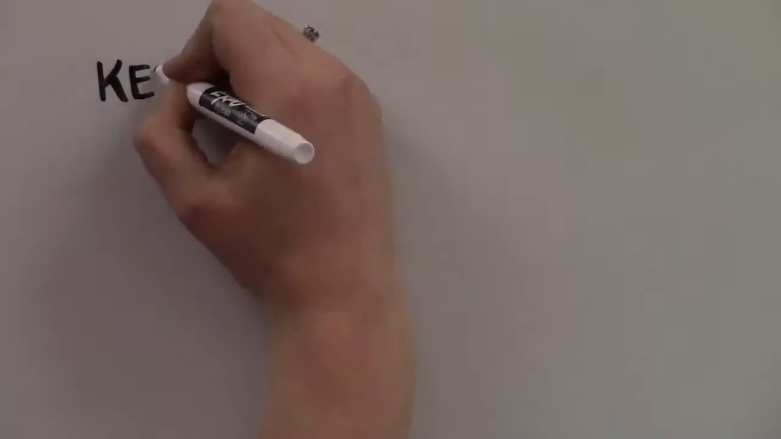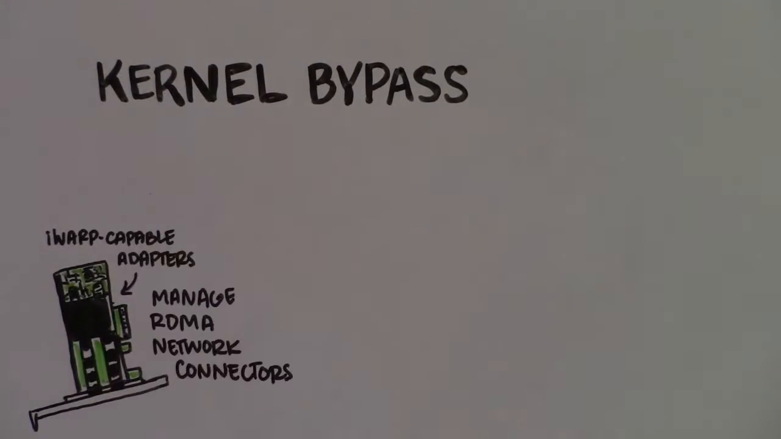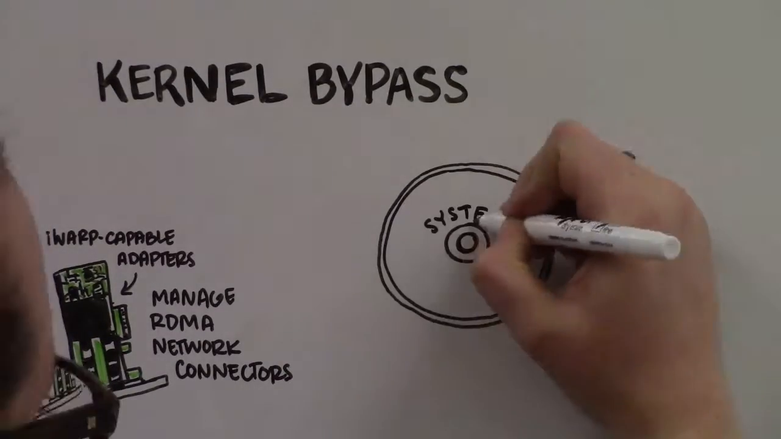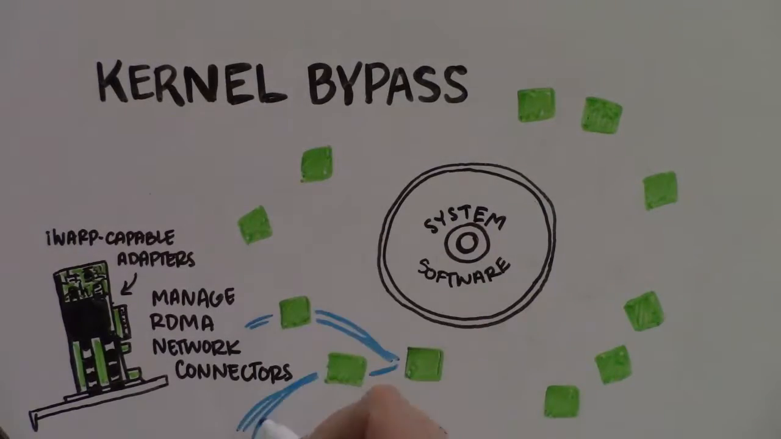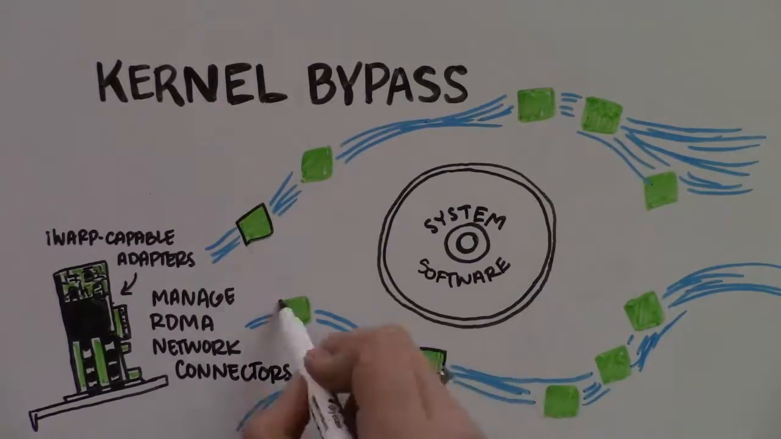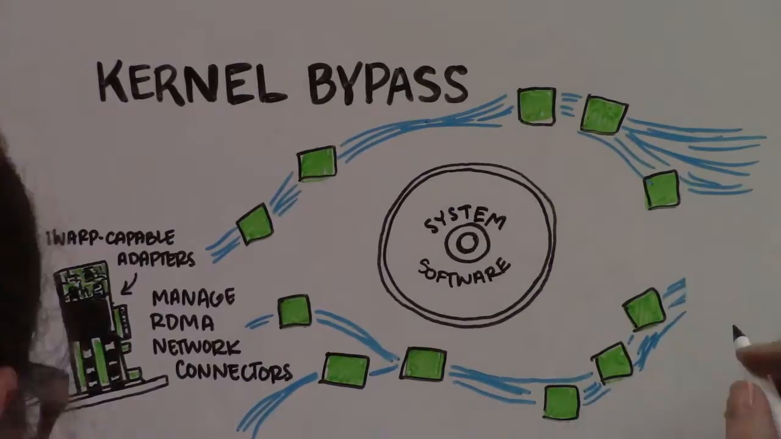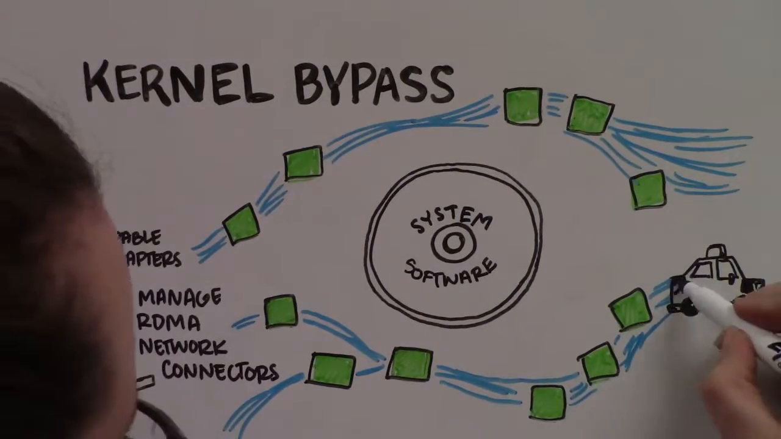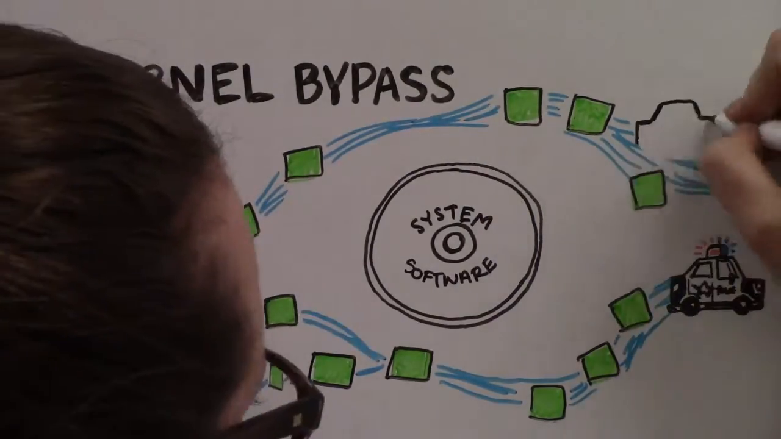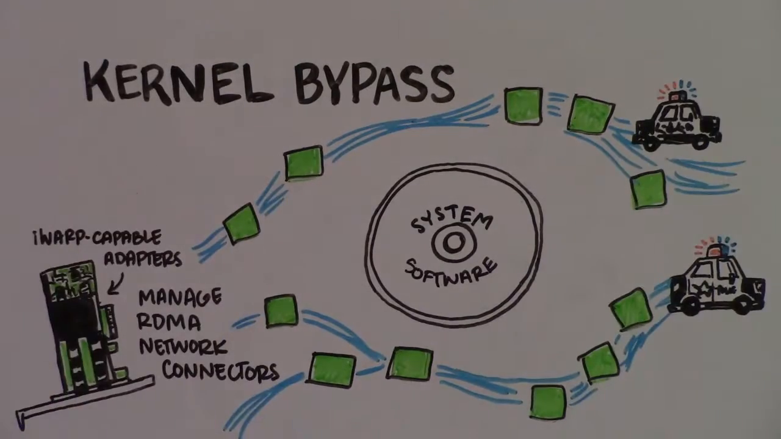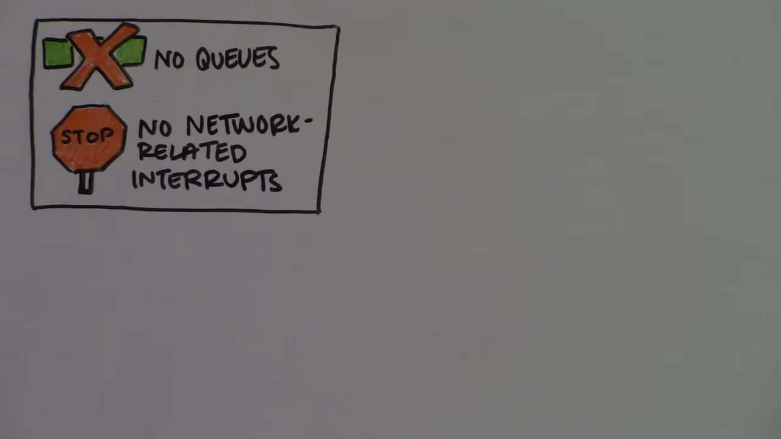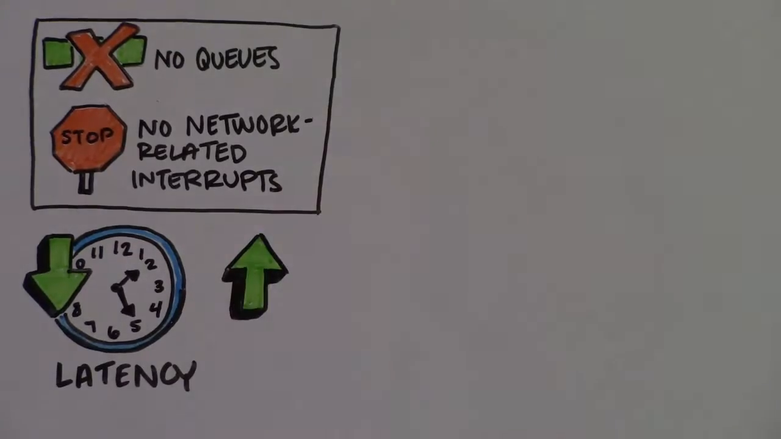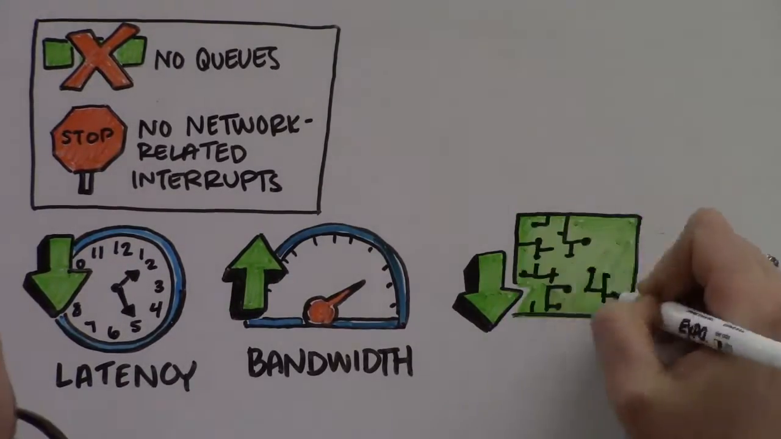iWARP RDMA provides a different approach. Kernel bypass lets iWARP-capable adapters manage the RDMA network connections, avoiding the system software as much as possible. iWARP itself does the connection management between the source and destination by establishing queue pairs between them. Via queue pairs, iWARP bypasses the host processor and transmits packets of data directly to the application's user space. No queues for the processor to manage or network-related interrupts to handle. The result is lower latency, greater bandwidth, and lower CPU utilization.